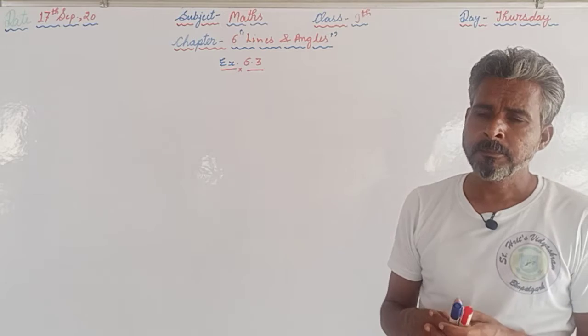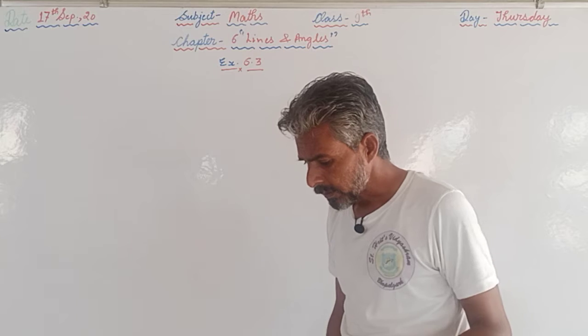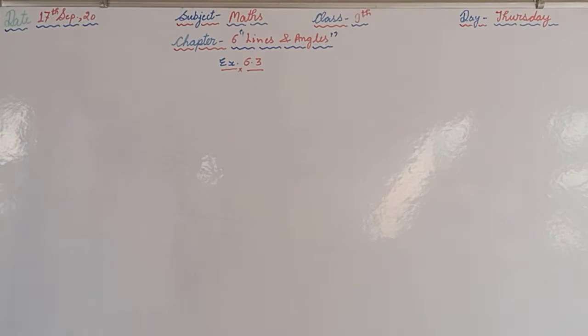This video is for class 9th and the subject is maths, and we are continuing the same chapter, chapter number 6, and the name of the chapter is lines and angles. We are solving the questions of exercise 6.3. So we will now see the last question of exercise 6.3.